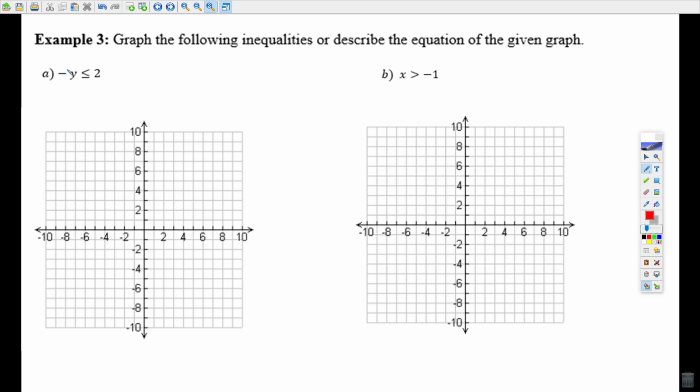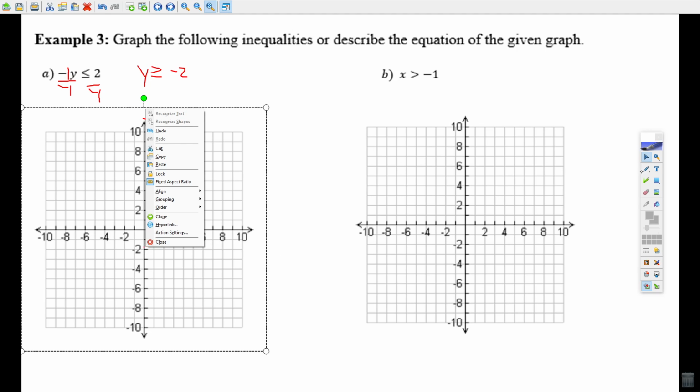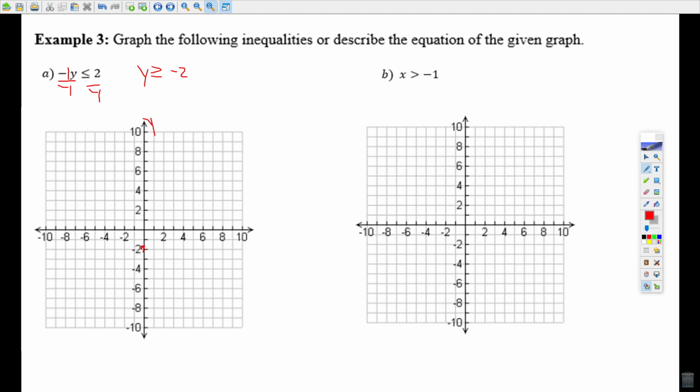I'm going to finish this by dividing by a -1 on both sides. And that magically flips this sign. y is now greater than or equal to -2. So what does that mean? How do we graph this? This means you go on the y-axis and you put a dot at -2 down here. And then that also means that you draw a line going horizontal.